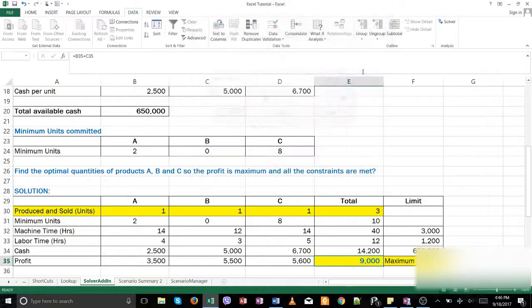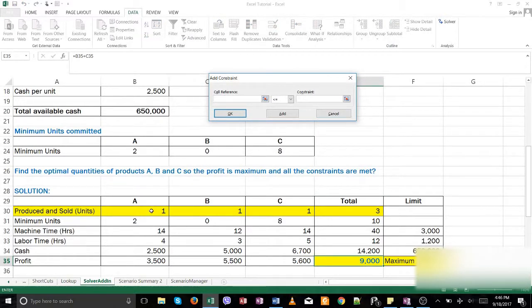Okay, now let's add constraints. The A should be greater than or equal to the minimum unit. Okay, let's add this. Likewise, the C should also be greater than or equal to this. Okay, let's add this. Similarly, the total machine hours should be less than or equal to this 3,000. Add. Now the total labor hours, currently it is 12, should be less than or equal to the constraint 1200. Add. And now the total cash that is used up should be less than or equal to our 650,000 cash.